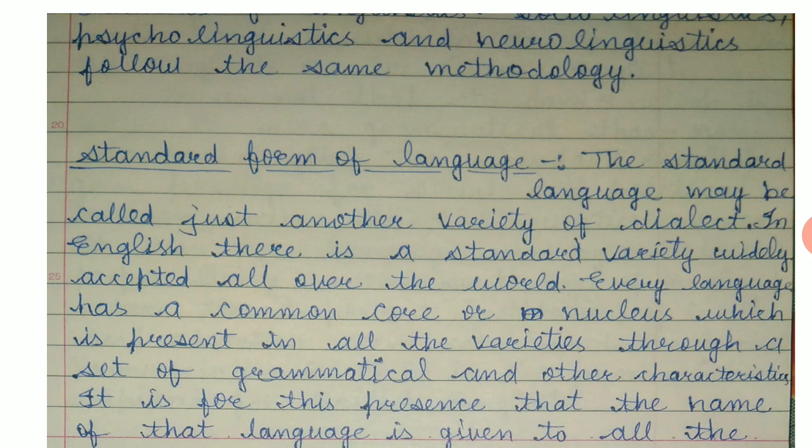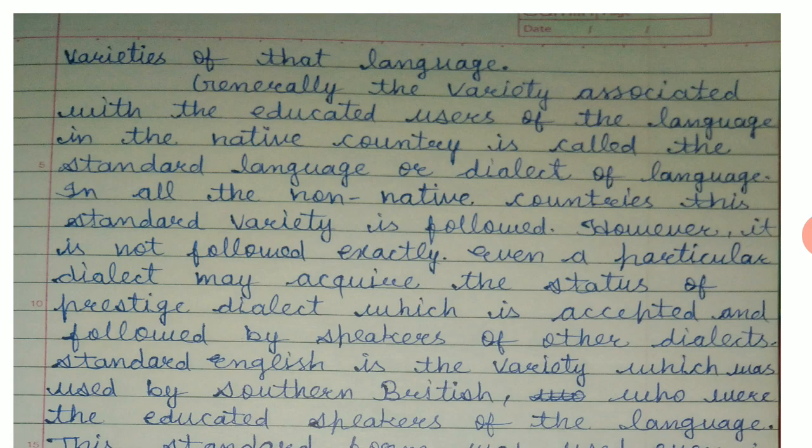And it is because of this similarity that all those dialects are bound as one family. If that core is absent, then the varieties will not remain varieties, they will become different languages in themselves. So, American English, Australian English, African English, Canadian English, have certain core elements, certain rules of grammar, certain lexical items, certain patterns, certain structures. They are accepted by all those varieties, by all those dialects. That's why they are the dialects of English. So it is for this presence that the name of that language is given to all those varieties.